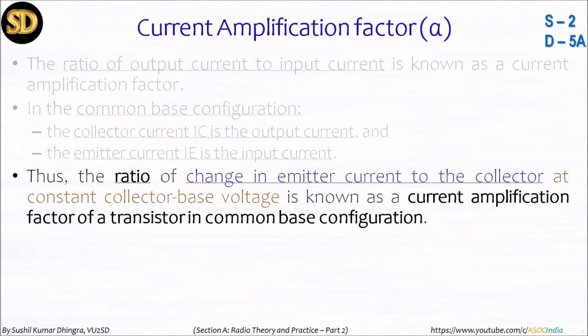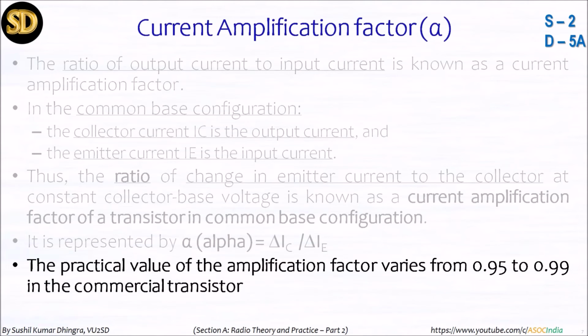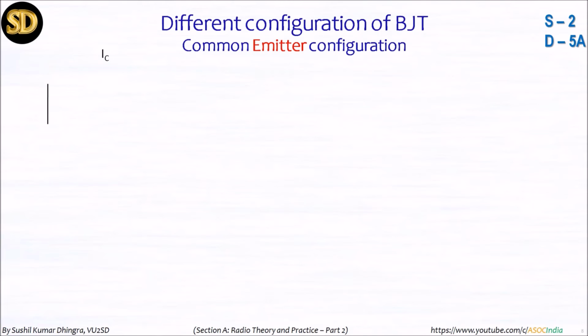It is represented by delta IC by delta IE, where delta is change, I is current, C is collector, and E is emitter. The practical value of the amplification factor varies from 0.95 to 0.99. In a commercial transistor, it means it is always less than 1. So now coming to the common emitter configuration.